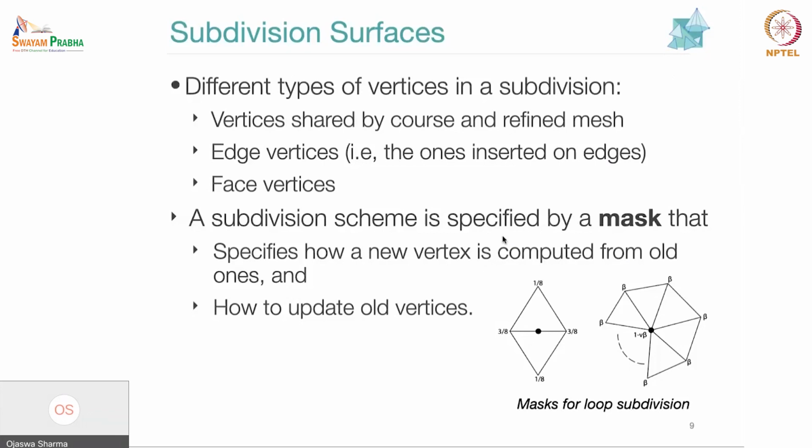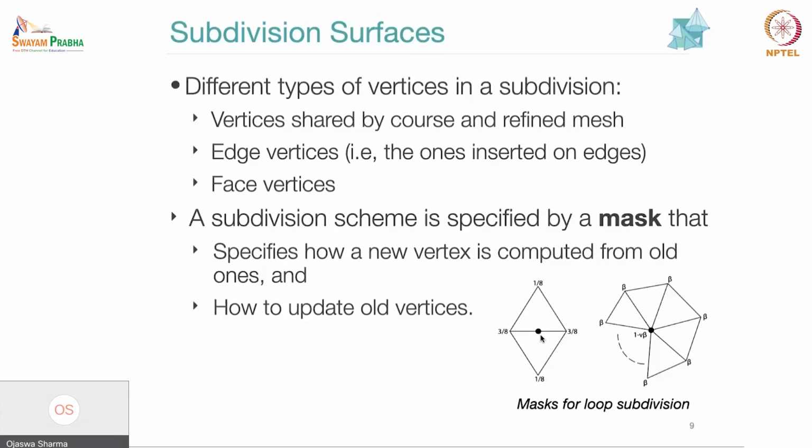Usually a subdivision scheme, you could define using matrices, but it's quite handy to specify the subdivision scheme by a mask. And there are usually two types of masks that are specified. One mask specifies how a new vertex is computed from old ones. For example, in the first figure, this dot in the center is a new vertex created on an edge, and these numbers 1 by 8, 3 by 8, 3 by 8, and 1 by 8 tell you the weights of the adjacent triangles of this edge for the vertices.